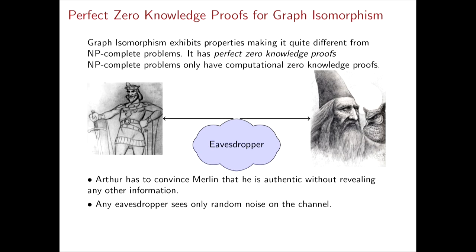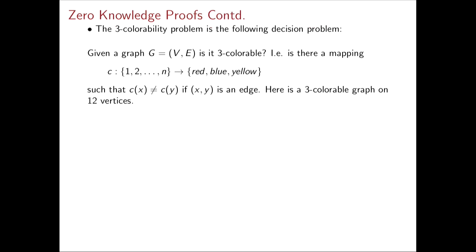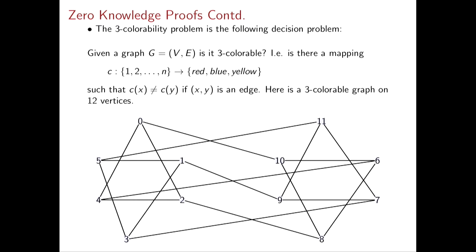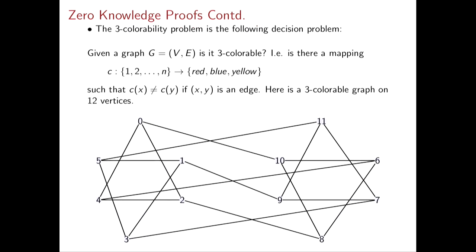So NP-complete problems have only computational zero-knowledge proofs. So I'm just going to describe a computationally zero-knowledge proof for an NP-complete problem and leave the perfect one for graph isomorphism as an exercise for those interested, or for the students, sorry, because I have not made a slide on it. And so here is a graph which is three-colorable. Why is it three-colorable? Here is a three-coloring for it: red, blue, and yellow. Okay. So it's a graph on 11 vertices, and it's three-colorable.